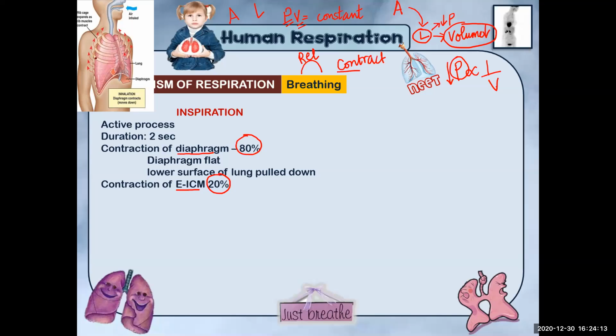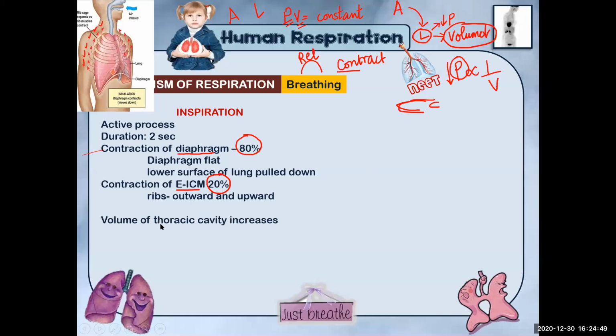Now when external intercostal muscles contract, children, what happens is the... So can you look at the direction of these arrows? What is happening here? These arrows, yes. So when the external intercostal muscles contract, the ribs will be pulled outward, bahar ki taraf, and upwards. So if the ribs are pulled outward, suppose ye aisa tha, ribs are pulled outward, the volume will increase.